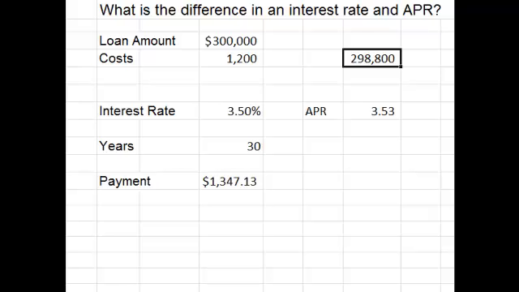In order to make the APR calculation, if you have a calculator that has amortization built into it, what you do is you take the $298,800, not the $300,000, put it in at this payment of $1,347 for 360 months, and you'll come up with this rate per year. So what it is, it's taking the original loan amount minus the cost, but using the same payment to back into what the interest rate would be for that lower loan amount.